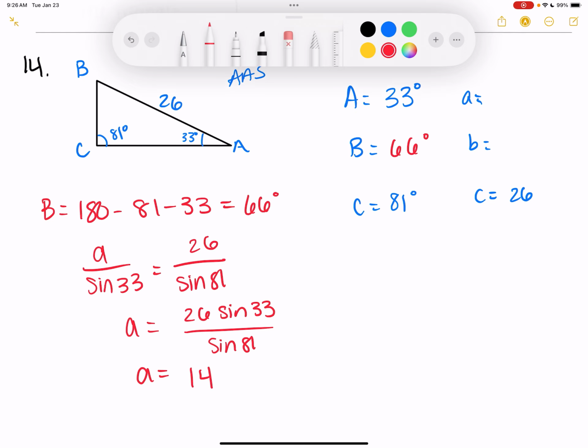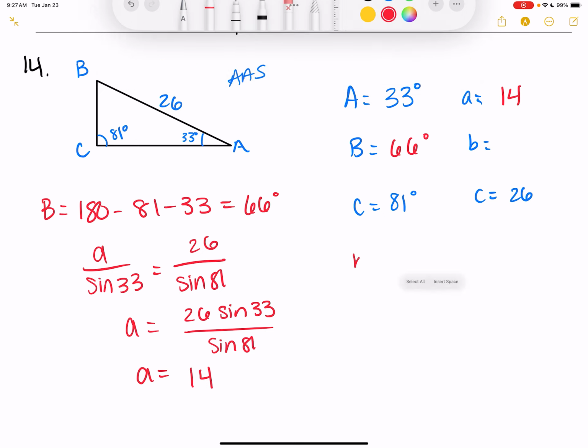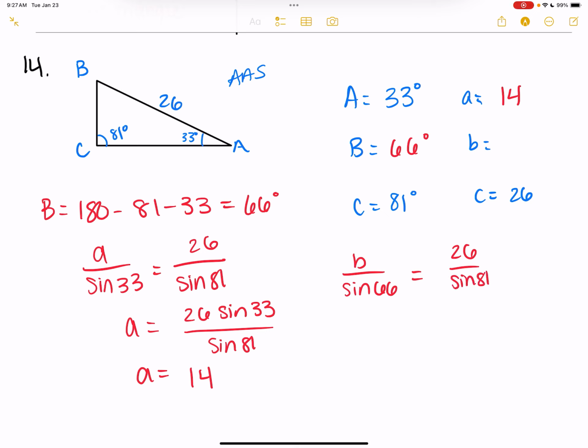14.3. Okay, so 14. So then side B, and again I would use the C stuff because that's what we were given to begin with. So B over the sine of 66 is equal to 26 over the sine of 81. So B equals 26 sine of 66 over the sine of 81. 24? Okay.